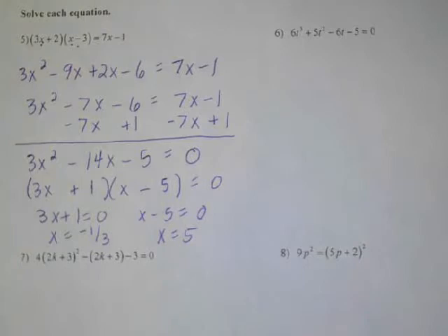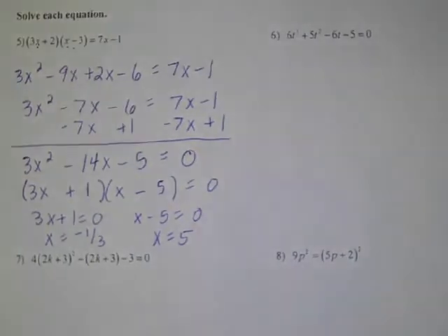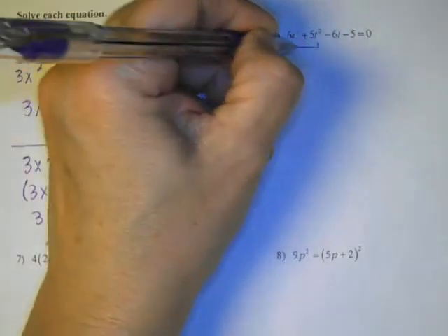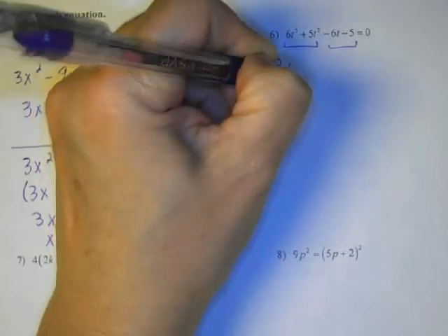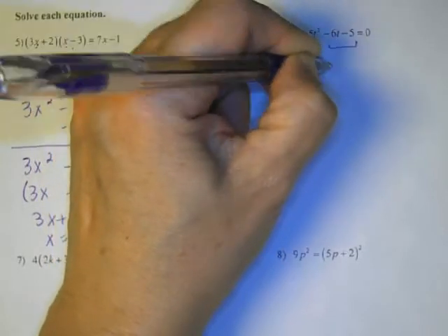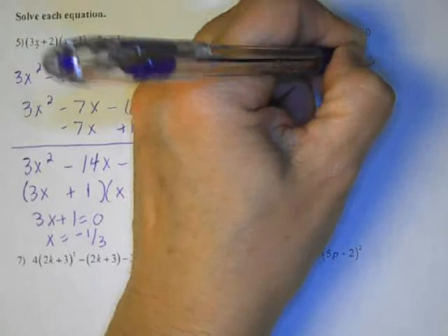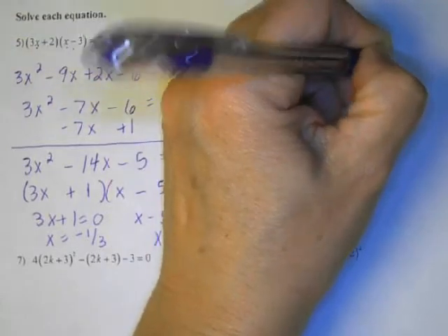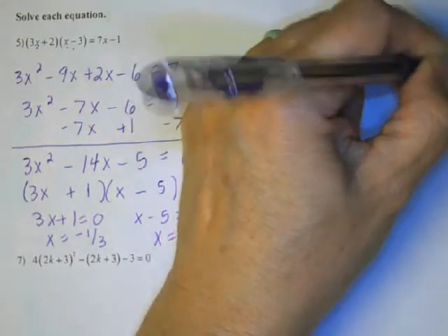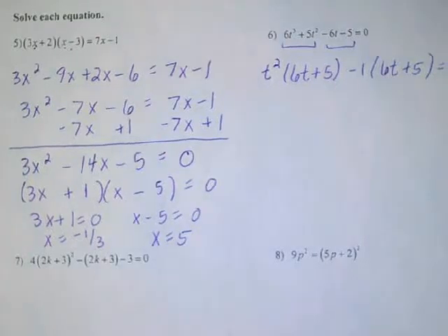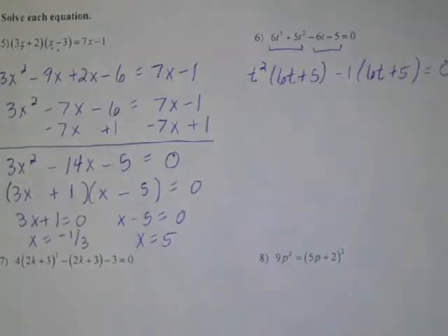For problem 6, we have to use a technique we've not needed yet in this section. There are 4 terms, so we must factor by grouping. I'm going to take out t squared and get 6t plus 5. I'm going to take out negative 1 and get 6t plus 5 equals 0. Make sure that you write equals 0.